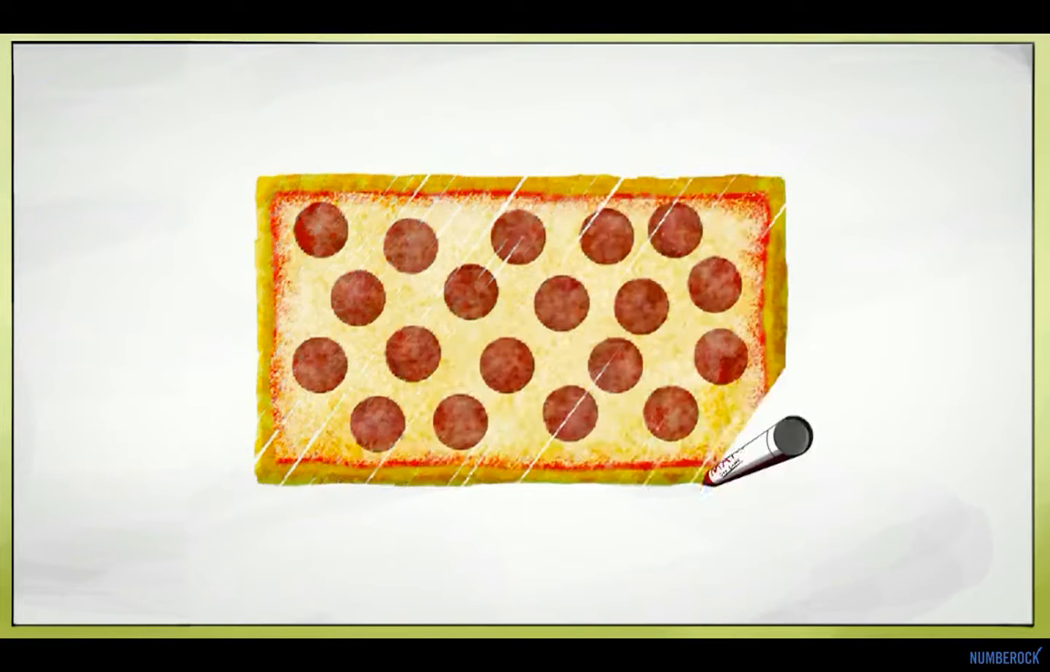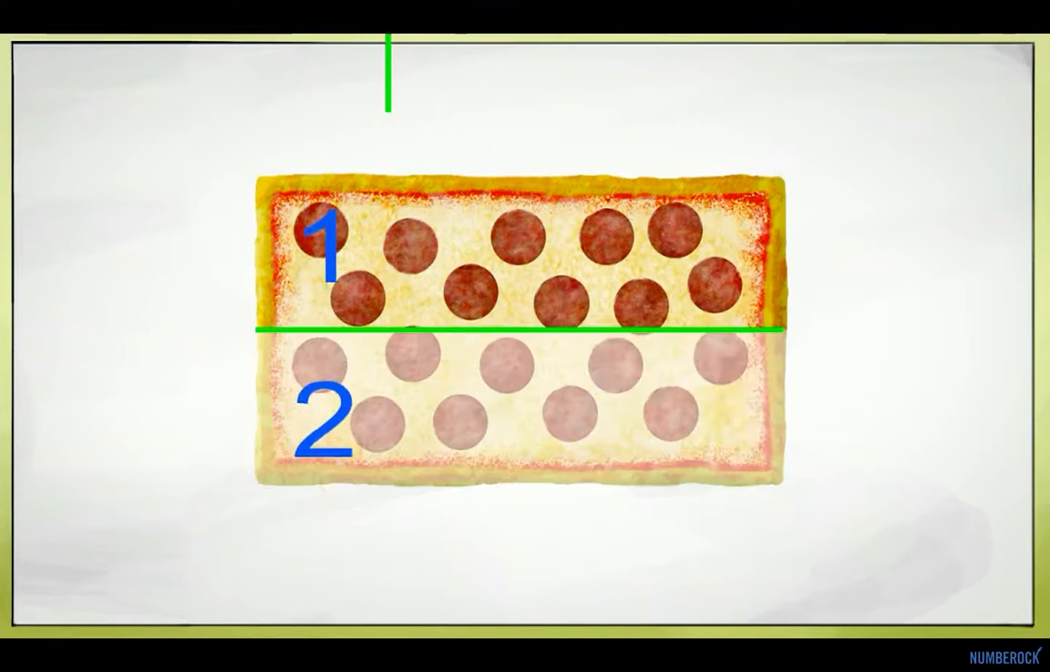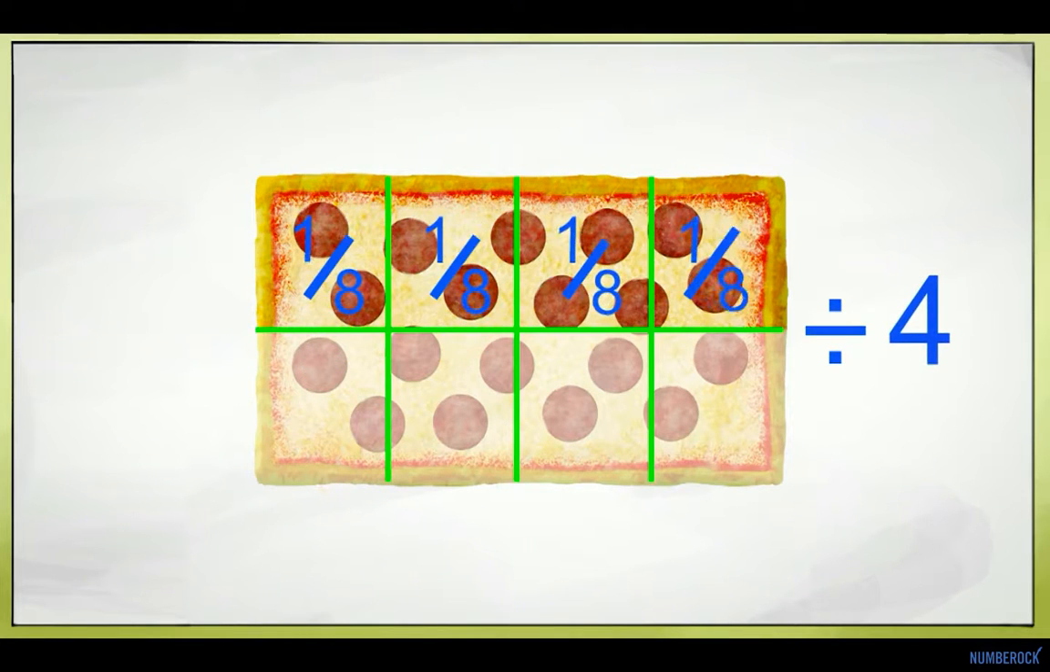Draw one whole pizza and then the fraction divided by the whole number and find the quotient.